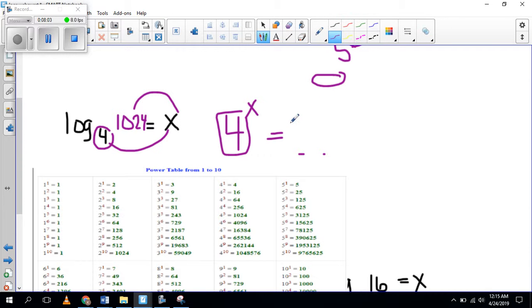1024 here. So if we look at the 4s, 1024 would be 4 to the 5th. So our answer should be 4 to the 5th, which is, we need that 5 for our answer. Okay, so y'all pause the video and try the other ones.